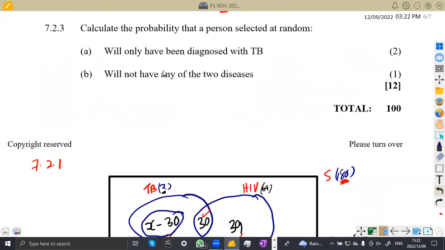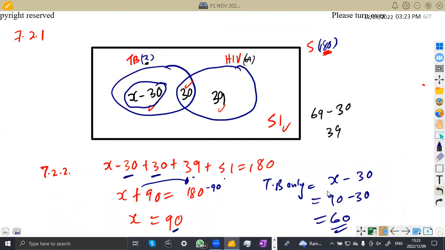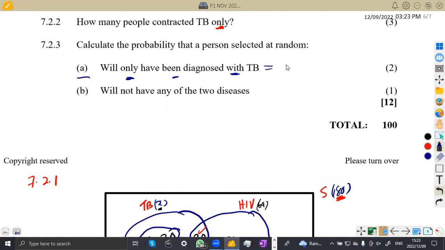7.23, calculate the probability that a person selected at random will only have been diagnosed with TB. So it's only that part that is of TB, only TB. And for only TB, we got that those with TB only is 60. Now it's probability. So probability, remember, is the required outcome, which is 60, over the possible outcome, which is the total of 180. So you can reduce this, which is going to be 1/3.